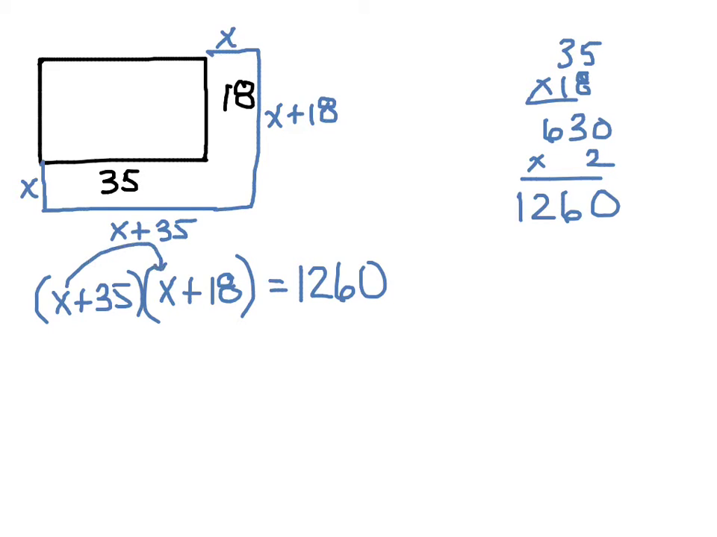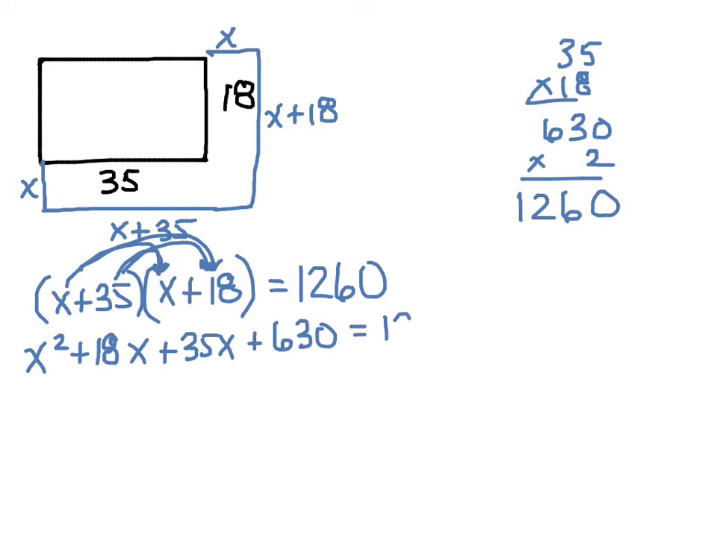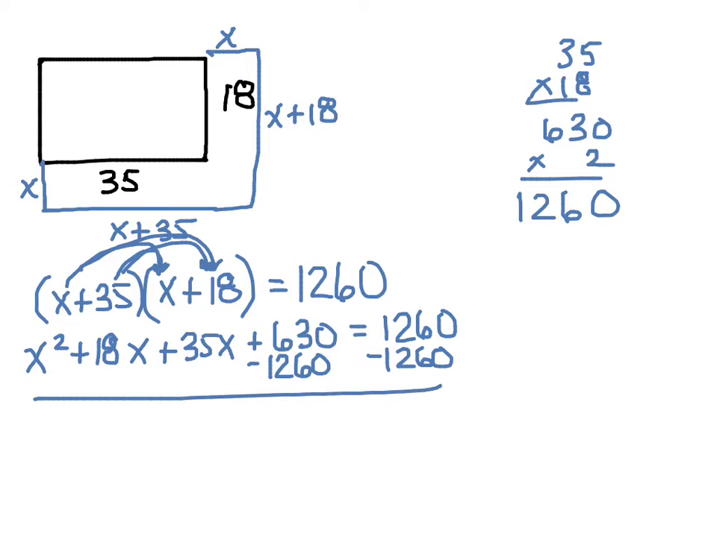So x times x is x squared. x times 18 is 18x. 35 times x is 35x. And 35 times 18 is 630. Now, if you want to solve this by factoring, because in this case that's what we're working with, I'm going to subtract 1260 from both sides. Now I'm going to combine like terms.